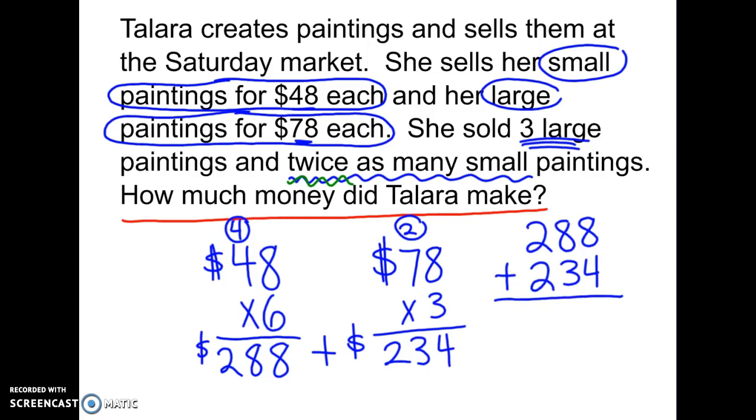I'm just going to add from right to left. 8 plus 4 is 12. Carry the 1. 8 plus 3 plus 1 is also 12. Carry the 1. And then I've got 1 plus 2 plus 2, which gives me 5. So that's going to give us a grand total of $522. That is how much money Talara made on that Saturday market from selling her paintings.